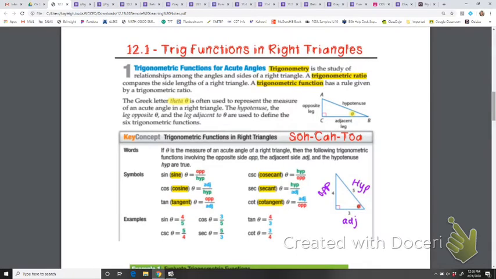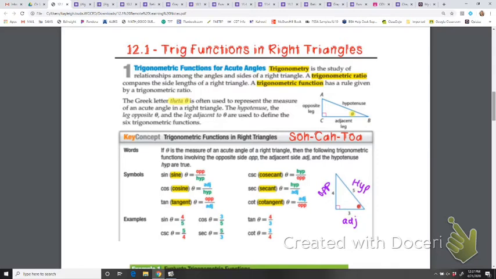Alright, so trig is the study of the relationship among angles and sides in a right triangle. A trig ratio compares the side lengths of a right triangle. In all of these functions, we're going to be working with right triangles only. You'll sometimes see a Greek letter theta, which looks like a 0 with a little slash through it. That is often used to represent the measure of an acute angle in a right triangle. The hypotenuse is always opposite of the right angle. As long as you can identify where the right angle is and go directly opposite, that is the hypotenuse.